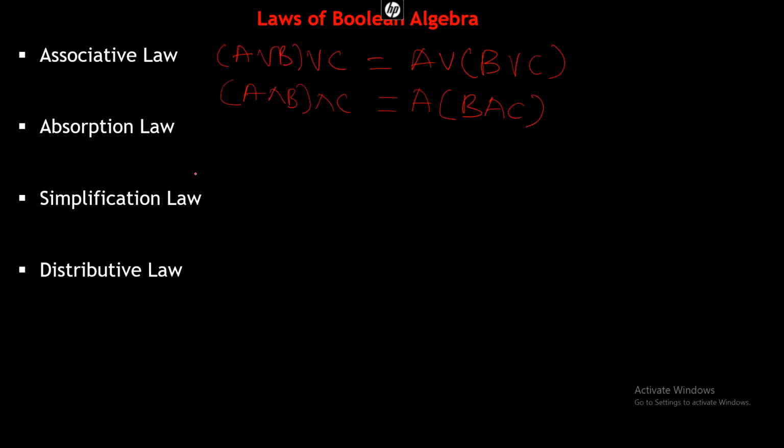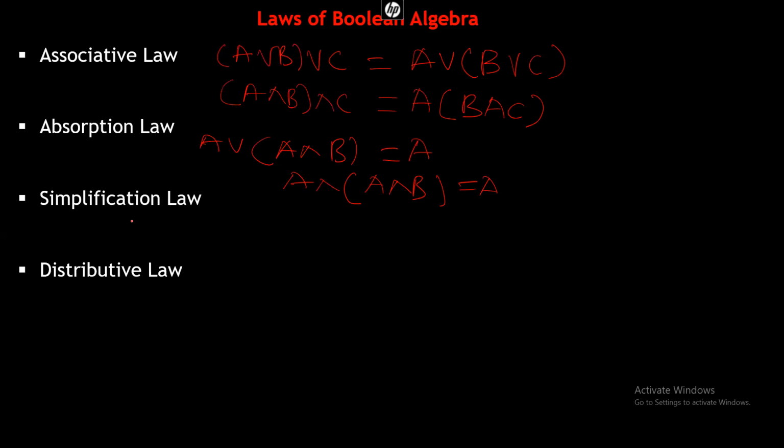Now for absorption law, for OR, this law will help us to be able to manipulate our Boolean algebra. That's why they're very important. So take note. Then for AND, we have A, B, now we go to A.